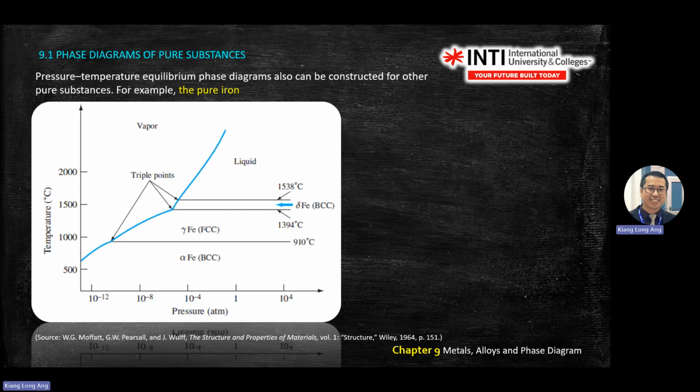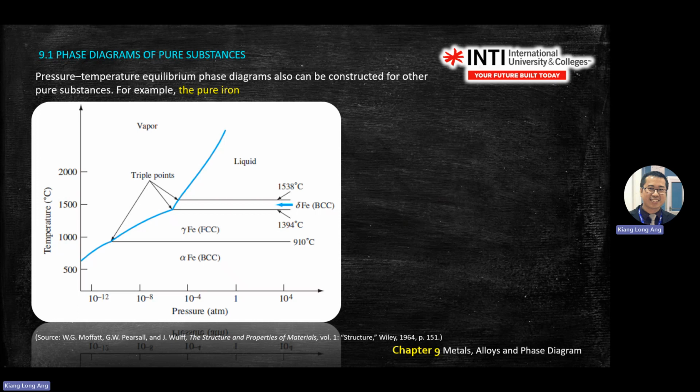Gamma on your left, alpha on your right. So when you walk on this line, it means it is a two-phase line. You have two phases, or two kinds of material, on your left and right at this temperature. As long as you walk inside this zone, it's like a war zone. If you walk below this line, 910 degrees C, you will see alpha.